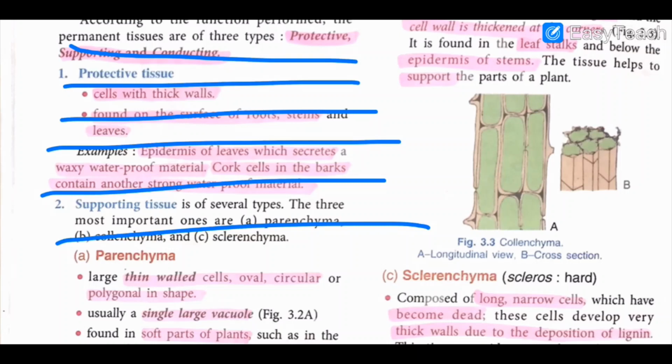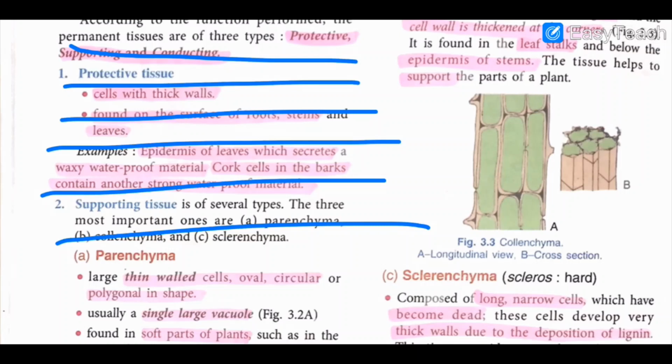So protective tissues, of course, will have thick walls that protect the plant from any injuries, etc. Right? And they are found on the surface of roots, stems, and leaves. Now, why are they found on the surface of roots, stems, and leaves? Because these parts are the ones that need main protection. Roots, because they are the source of minerals and water. Stems, they hold the whole plant together, right? And of course, leaves, because they help the plant survive through photosynthesis. So, that is where the protective tissues are present.